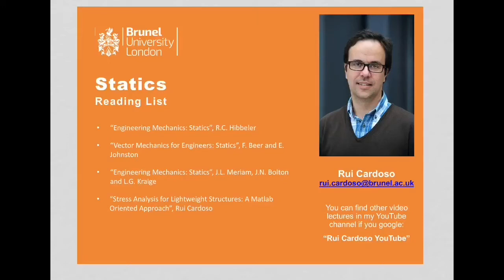I would also like to say that all the examples I will be doing in these lectures and tutorials, not all of them, but many of them, were taken from the recommended books I have listed in this slide. So, Engineering Mechanics Statics from Hibbeler, or Vector Mechanics for Engineers Statics from Beer and Johnston, from Engineering Mechanics Statics from Meriam and Kraige, and also from my own book Stress Analysis for Lightweight Structures, a MATLAB-oriented approach. So for all the examples you will see in the videos, sometimes I refer to which book I've taken the example from, sometimes I don't, but these are the books that I follow. In case I forget to mention which book I took the example from, you have the list of books here, so you know where they came from.